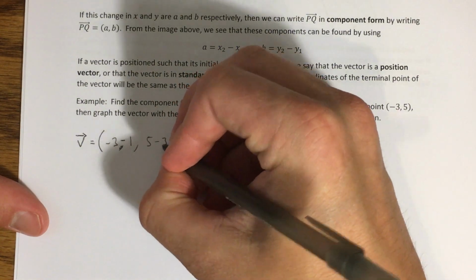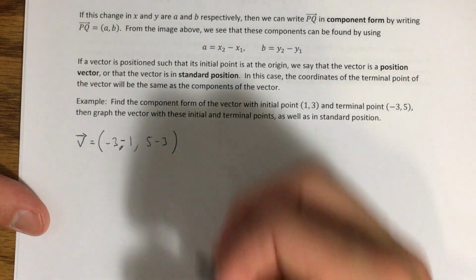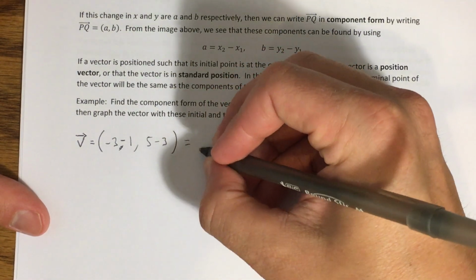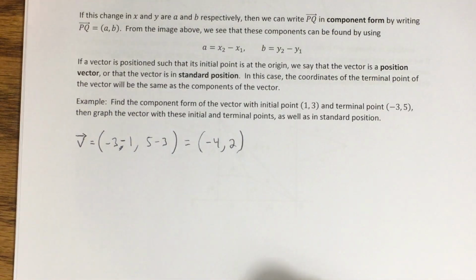It's important that you always do terminal minus initial, or else your vector is going to be pointing the wrong direction. So doing the subtraction, we get this vector, -4, 2. That's the component form for that vector.